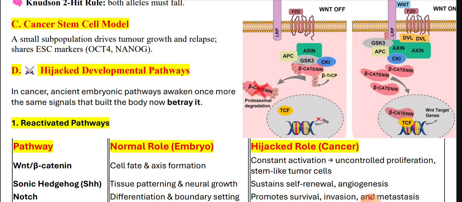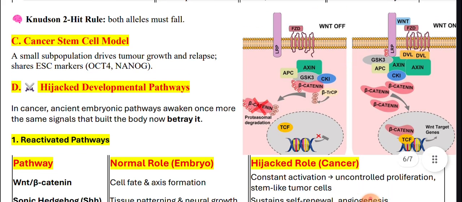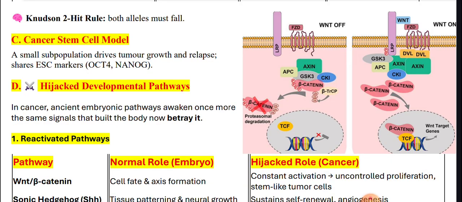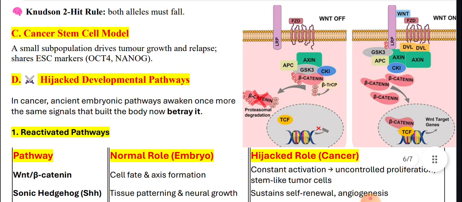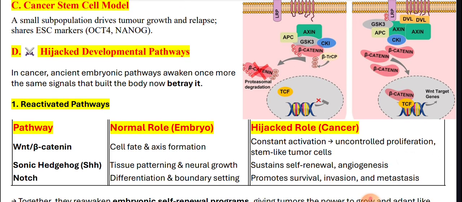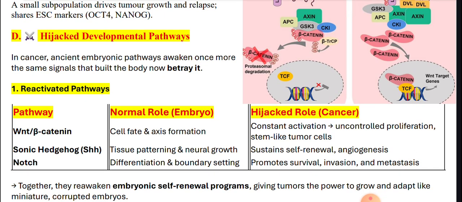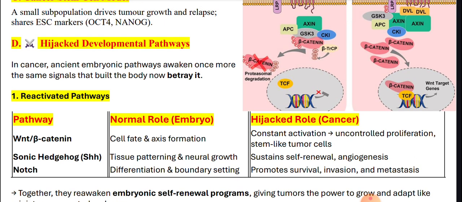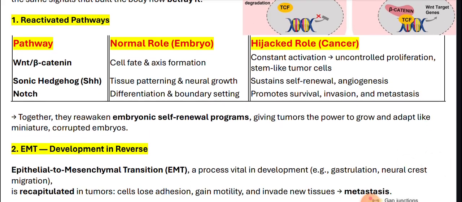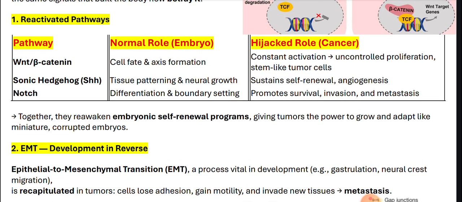Let's look at specific examples of this betrayal. We keep coming back to one, beta-catenin. We do, because it's such a prime example. Its normal role is critical for cell fate decisions, axis formation in the embryo, and maintaining adult stem cells. Its hijacked role in cancer, particularly colon cancer: constitutive activation, usually due to loss of the APC brake. This leads to constant beta-catenin signaling, driving relentless proliferation and maintaining a dangerous stem cell-like state in the tumor cells.